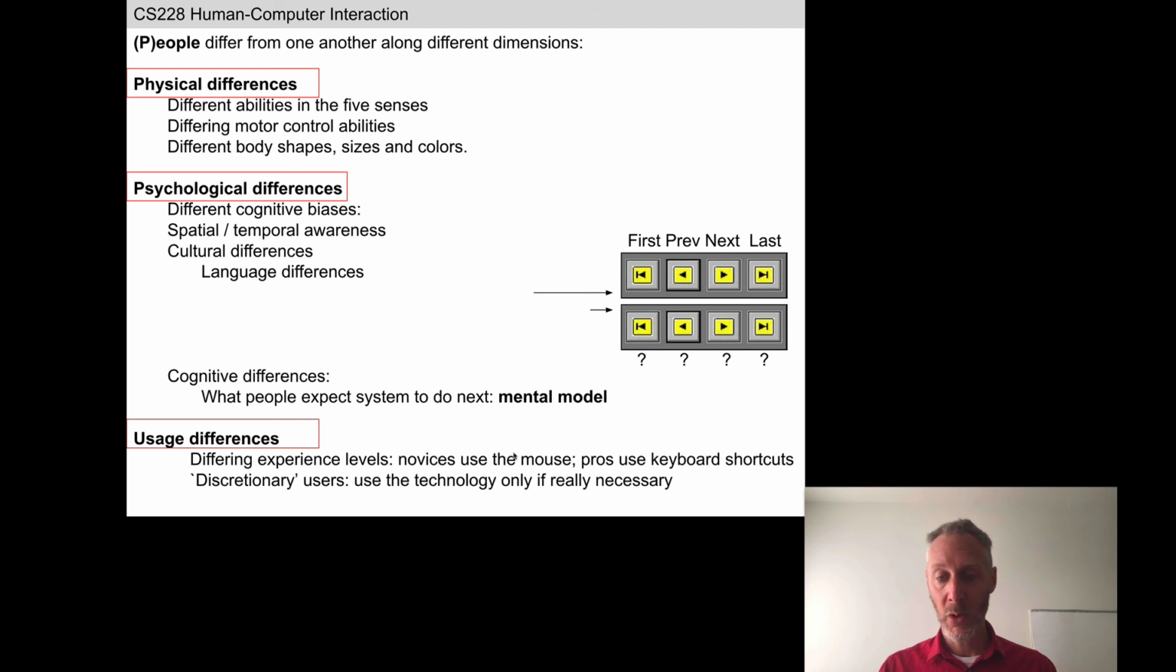Okay. Other differences that are more specific to just technology usage, obviously. Some people are more comfortable using the mouse. Others are more comfortable learning keyboard shortcuts. It depends on your experience level. There are also discretionary users, so users that have to use a technology because it is being forced upon them, or they have chosen of their own free will to use that technology. You will find that people tend to use technology differently based on whether they want to use it or whether they have to use it. Okay, we're trying to think carefully about these unspoken differences among your target demographic, who you're creating the technology for.